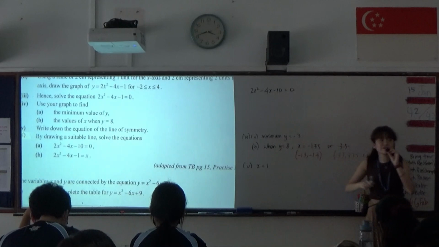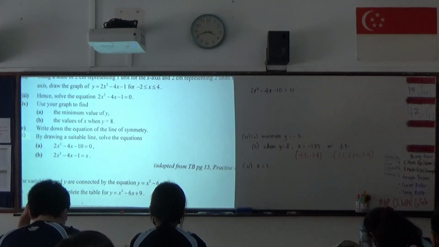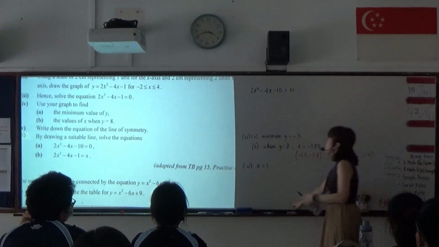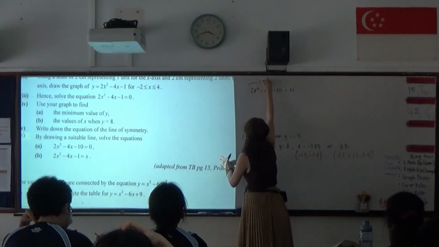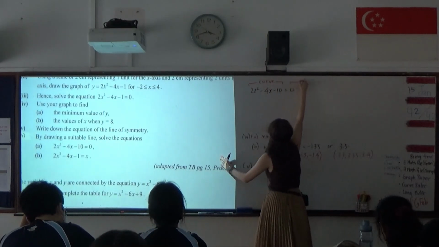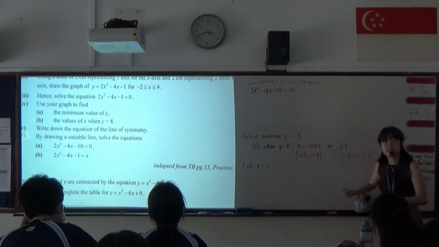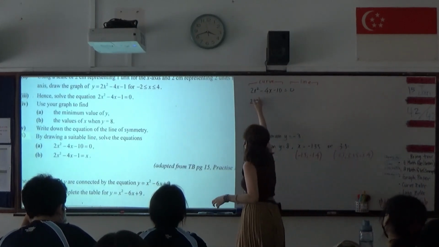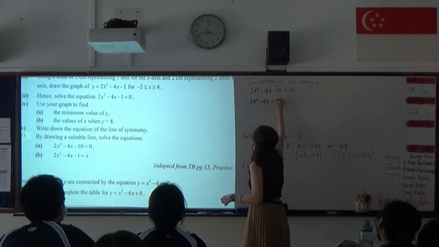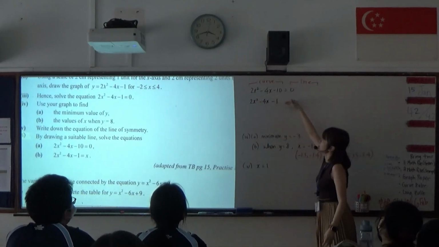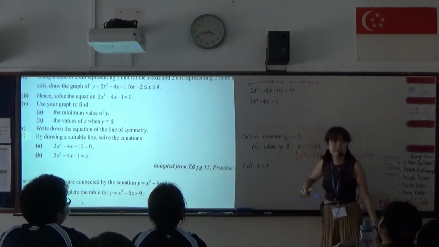Okay, so we want to figure out how to solve this using graphs. We have to have the curve on one side and then the line on the other side. But this is not the curve that we have already drawn. The curve that we have already drawn is 2x squared minus 4x minus 1. How do we make these two statements equivalent?